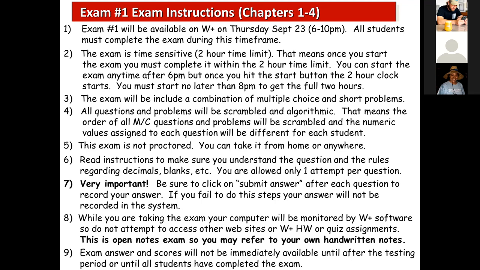As I said, 2 hours is a lot of time, but some of the problems will eat up a lot of time, even if they're short. So anyway, that's it. Anybody else have any questions?